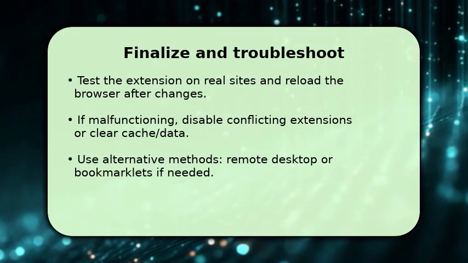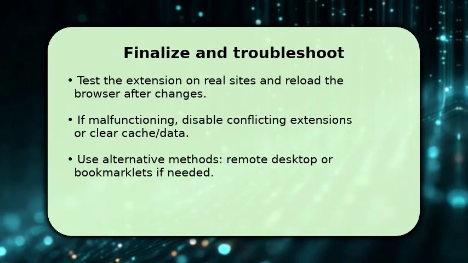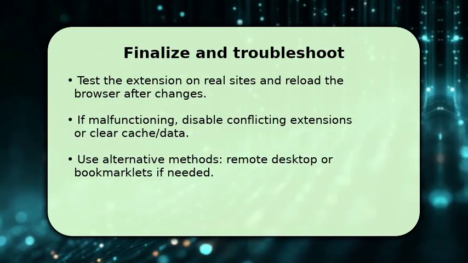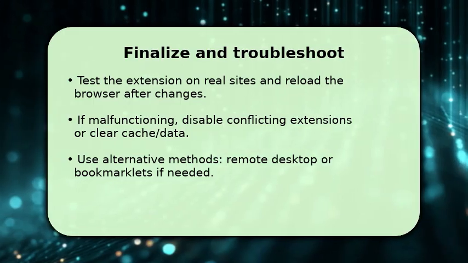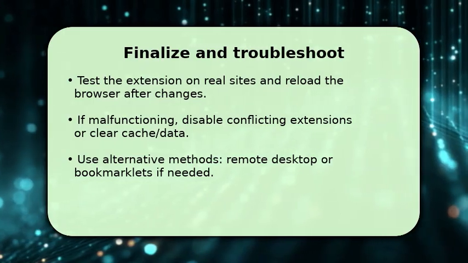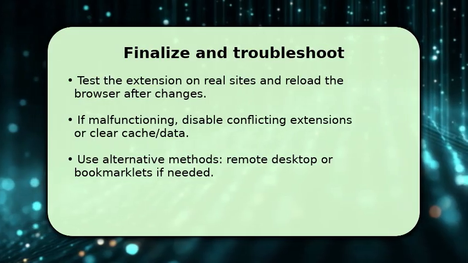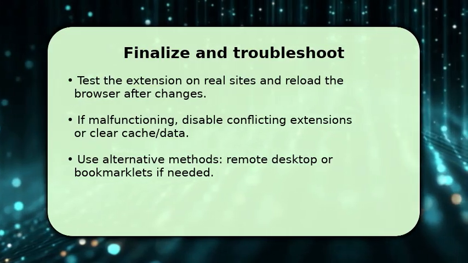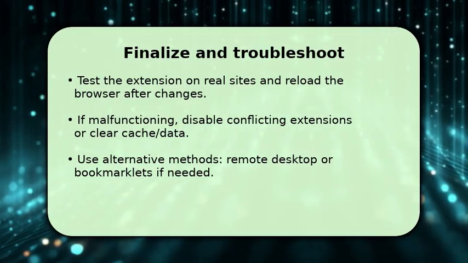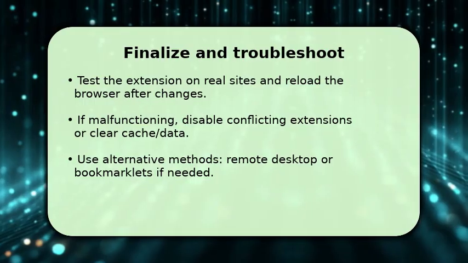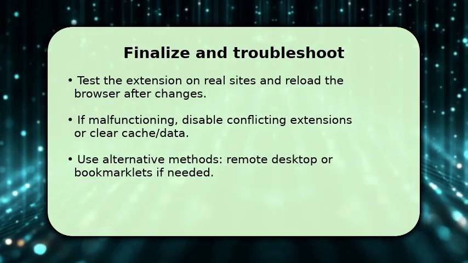If an extension misbehaves, disable other extensions to find conflicts, then clear the browser cache or app data and reinstall if necessary. If Chrome Mobile remains a hard requirement and extensions still won't work, consider remote desktop access to a desktop Chrome session or convert small tasks into bookmarklets or user scripts. That single troubleshooting tip, isolate conflicts, solves most issues quickly.